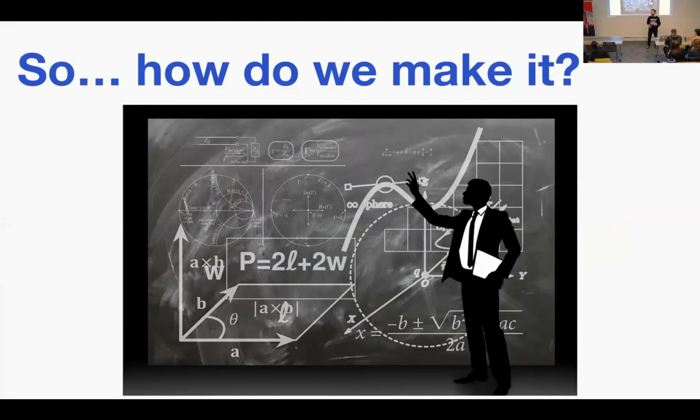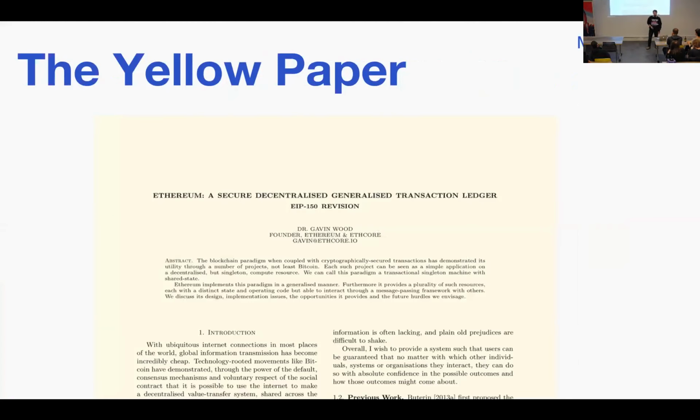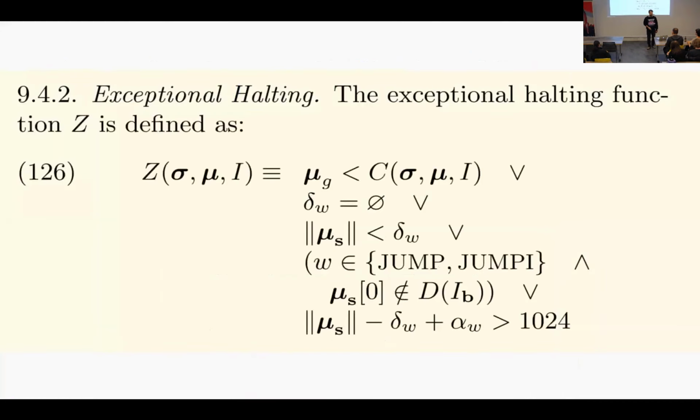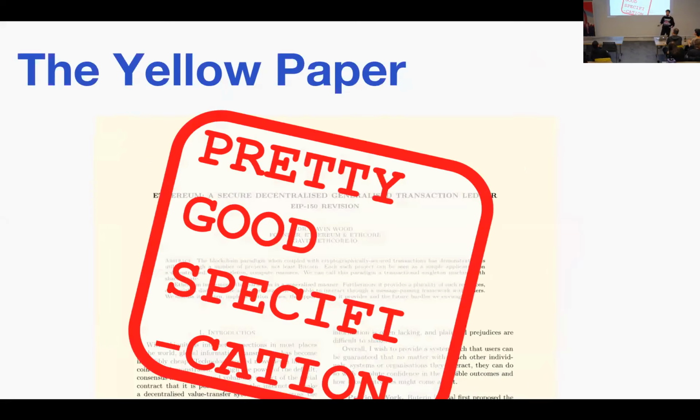So how do we build this complex system? We need a decent specification. Gavin Wood wrote the yellow paper. This really filled in a lot of gaps in the white paper. Unfortunately, it's really not the friendliest document to read. Instead of pseudocode, he has a preference for essentially hieroglyphs. But it's all there, and it could be used to build the system. So we have a pretty good specification.